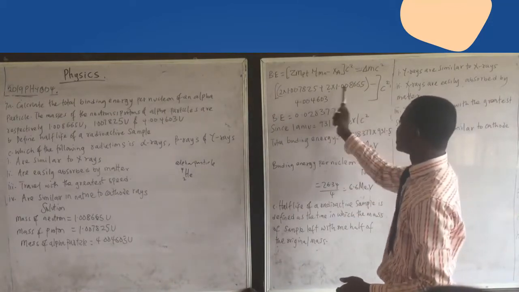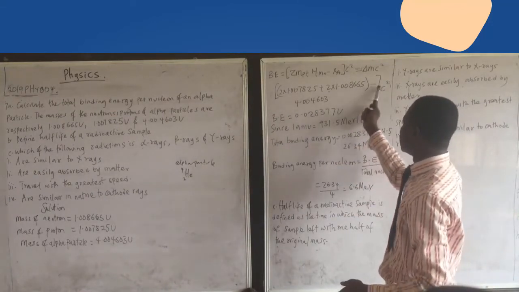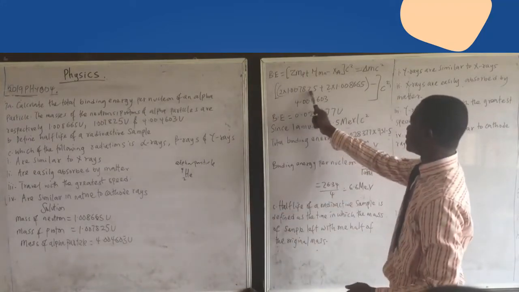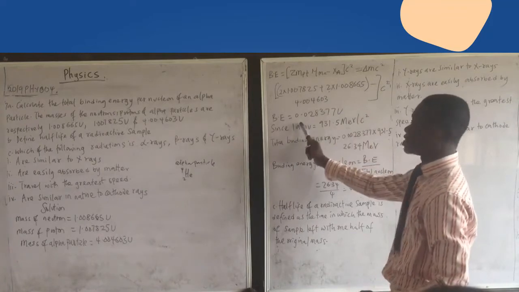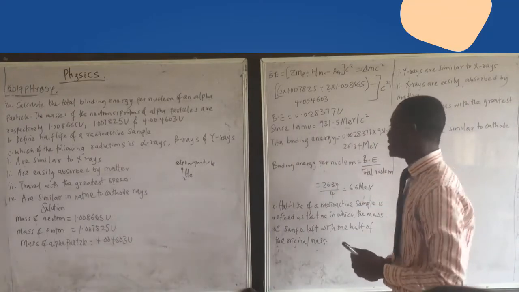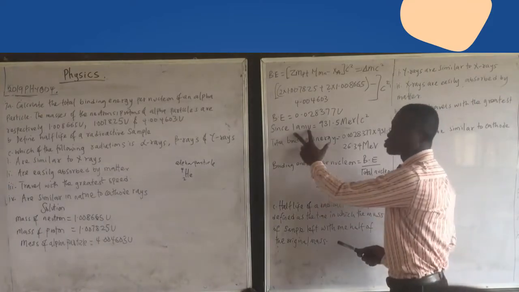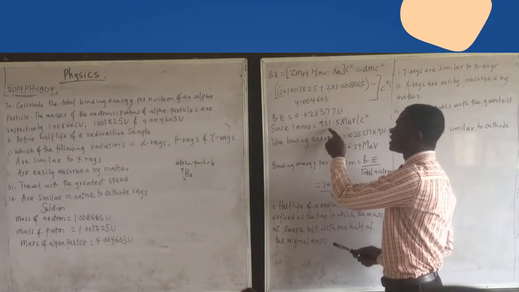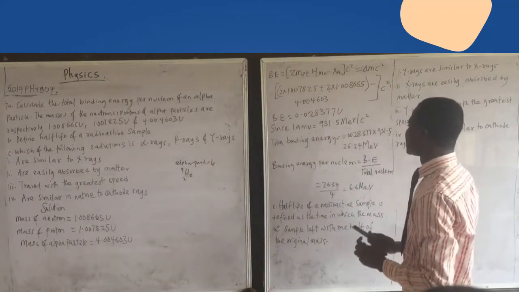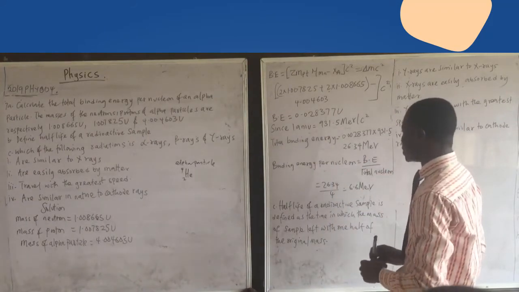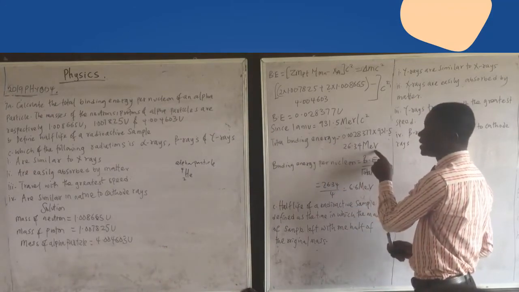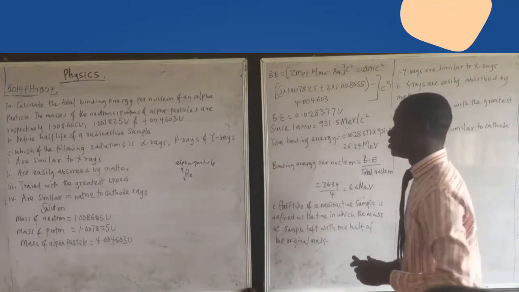So you multiply this and this, plus this and this, minus the mass of the alpha particle, and that gives you 0.028377 U. This is your mass defect. Then you multiply it with one atomic mass unit, which is 931.5 mega electron volt per C square. That gives you the total binding energy as 26.34 mega electron volt. Mega is 10 raised to power 6.